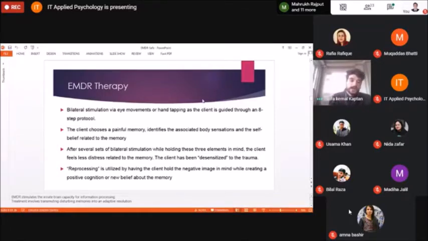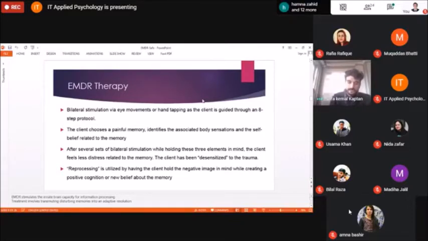And how can we do this? We do this by an action called bilateral stimulation, or BS in short. So how do we do that? First of all, in an EMDR session, we target a specific memory. We choose a memory, and along with this memory, we also identify the associated body sensations and our self-belief related to the memory. So let's say it's a car accident.